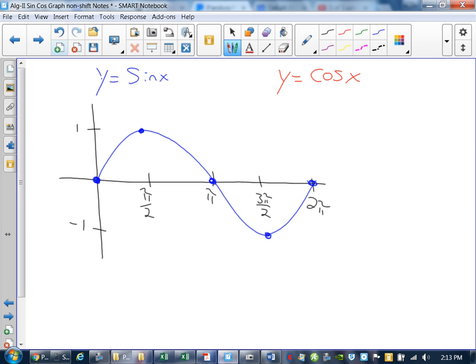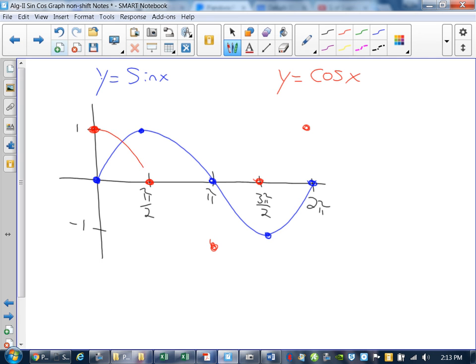Now, when I look at cosine then, if I go back to my unit circle, at 0, what's your x-coordinate at the ordered pair of 0? It's 1. So cosine, therefore, starts at 1, and then at 90 degrees it's 0. At pi it's negative 1. Back up, and it starts where it began.